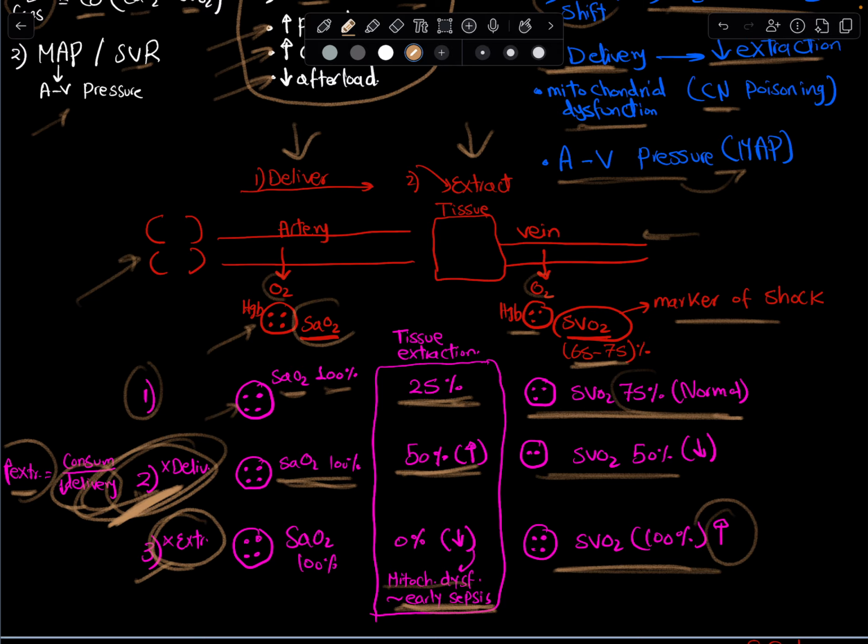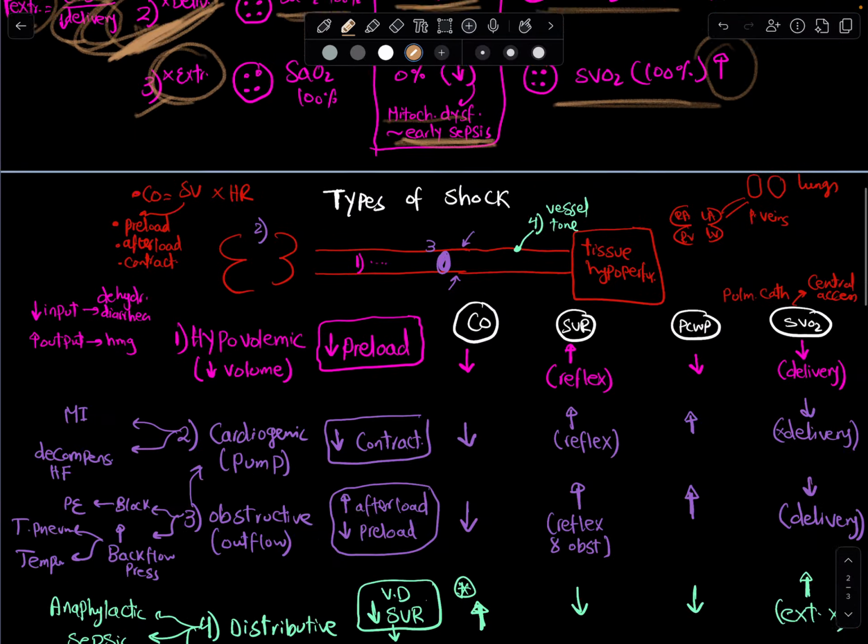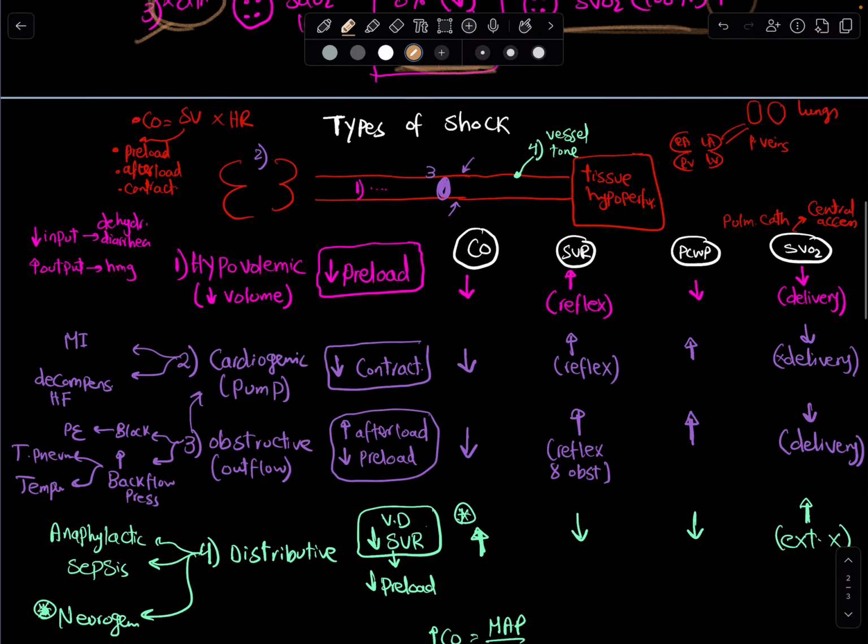So let's talk now about the different types of shock. Again, we are talking here about the heart. We have the heart, we have blood vessels going to the tissue. Shock means tissue hypoperfusion. You are not able to deliver the oxygen to the tissue, or the tissue is not able to extract the oxygen, right? So we have four different types of shock.